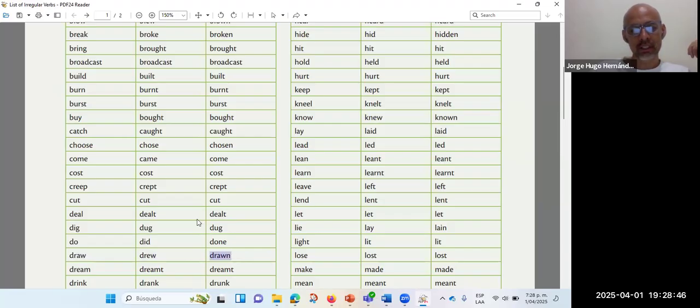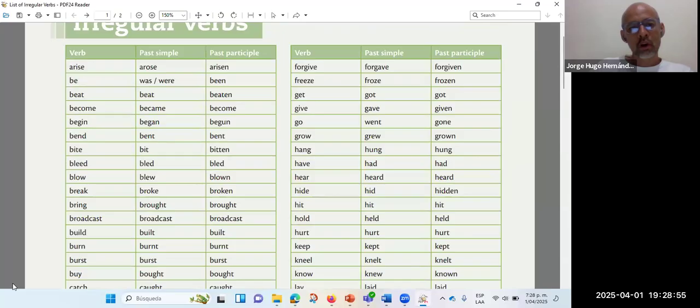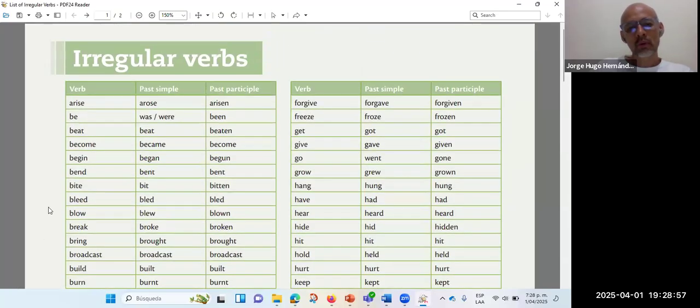¿Sí? That's the difference. Now, how can we know if a verb is regular or irregular? ¿Cómo hacemos para saber si un verbo es regular o irregular en inglés?